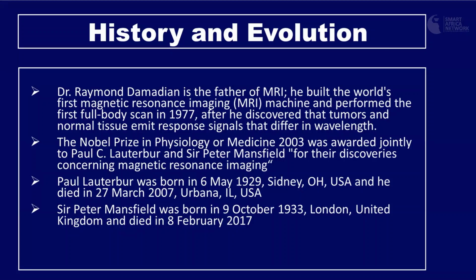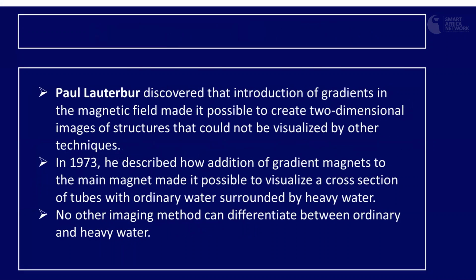Two other scientists won the Nobel Prize in Physiology or Medicine in 2003, and they were jointly awarded the prize. Their names are Paul Lauterbur and Sir Peter Mansfield. Paul Lauterbur was born on the 6th of May, 1929 in Ohio, USA, and he died on March 27, 2007. While Sir Peter Mansfield was born on October 9, 1933 in London and died in February 2017.